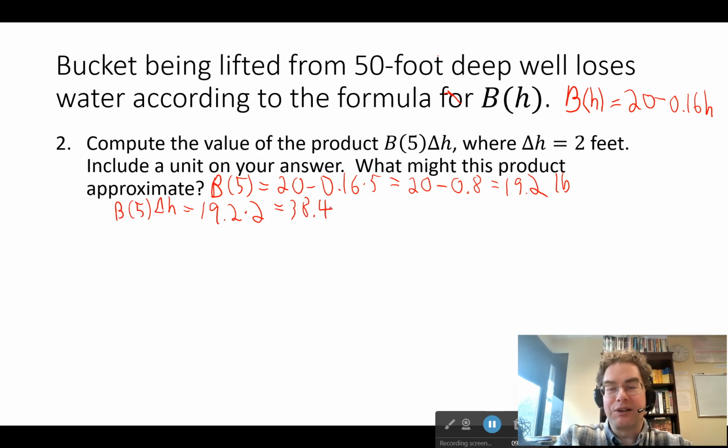And if you notice, we are multiplying together quantities that have units pounds and feet, and so the unit overall is going to be the product of those as well. This is in foot-pounds. So it's 38.4 foot-pounds, which perhaps clues you in to an answer to that question at the end there. What might this product approximate? Well, it's approximating some amount of work.